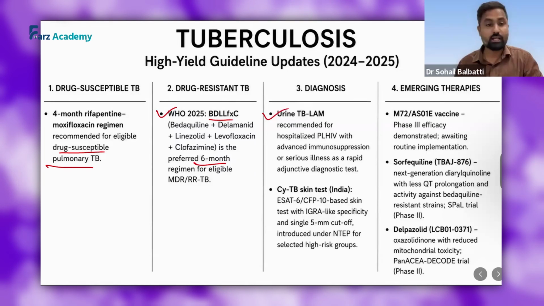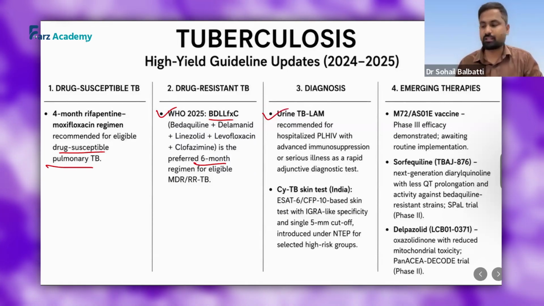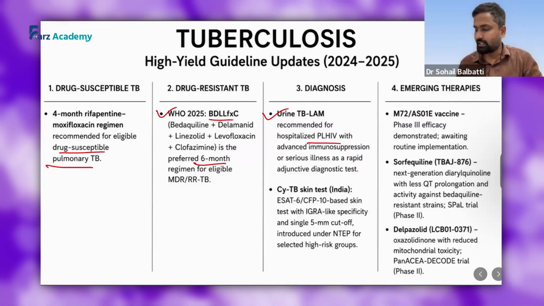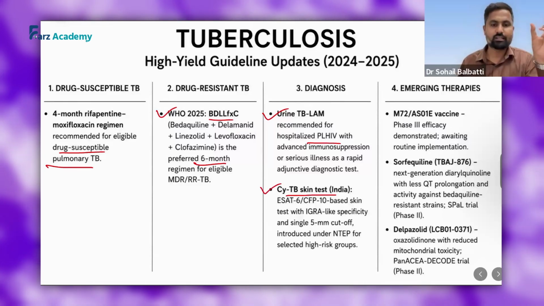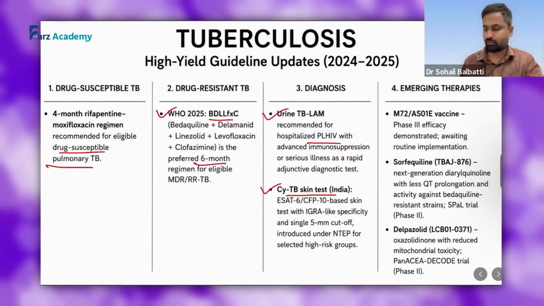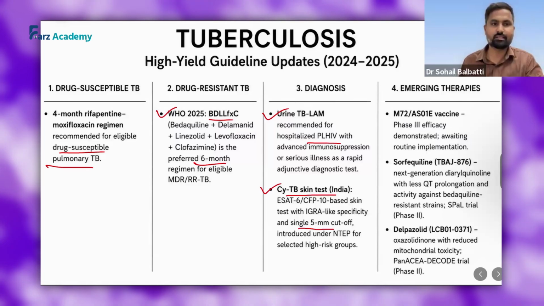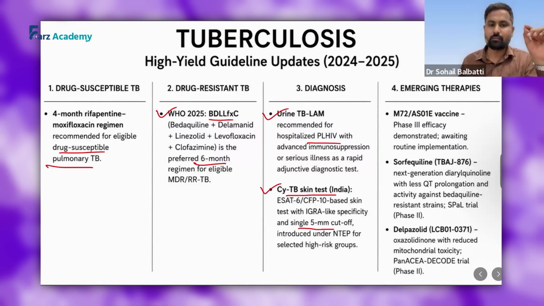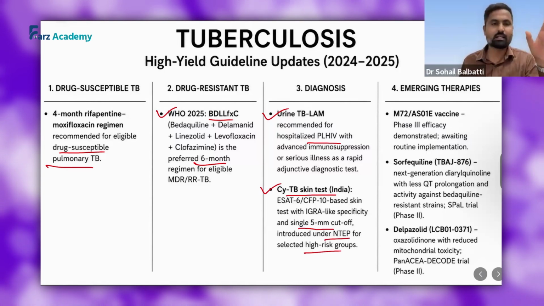And we also have urine TB LAM for diagnosis. It was there before, but now it is getting emphasized, especially in patients who have HIV or profound immunosuppression. And in India, we have come up with the Cy-TB. The IGRA components, that is ESAT6 and CFP10, are used in a skin test. Here we have a single cutoff. We don't have multiple cutoffs like the tuberculin skin test, 5, 10, 15, 20. No, a single cutoff is there. It can be done in field work, and especially it is used under NTP for selected high risk.